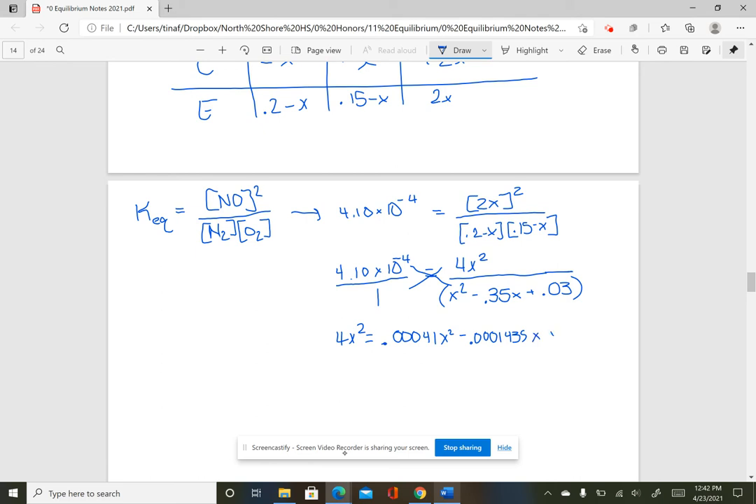And then plus, now I need to multiply 4.1 times 10 to the negative 4 by 0.03, and I get 0.0000123. Ugh. Now, what I can do is get these x squareds on the same side and set this whole equation equal to 0. If I minus 4x squared from this side, I get 0. And if I minus 4x squared from this side, I get negative 3.99x squared.